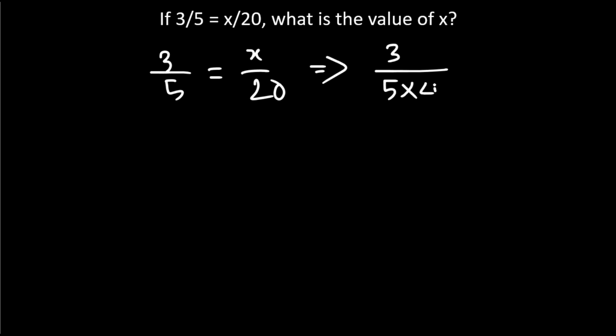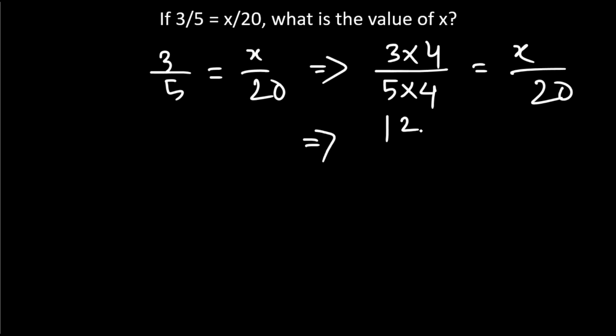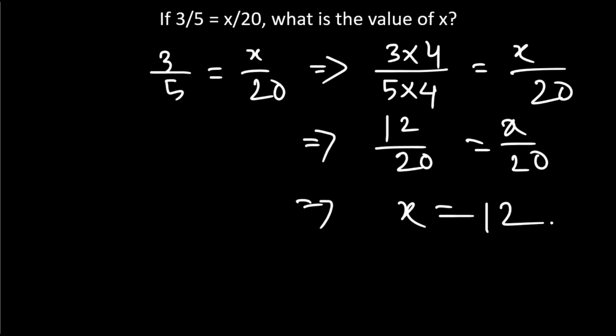5 times 4 equals 20, and here we also need to multiply by 4, which gives X over 20. So now it has become 3 times 4 equals 12, over 20, and here X over 20. We can remove the 20 because it's the same denominator. So X equals 12. The value of X is 12.